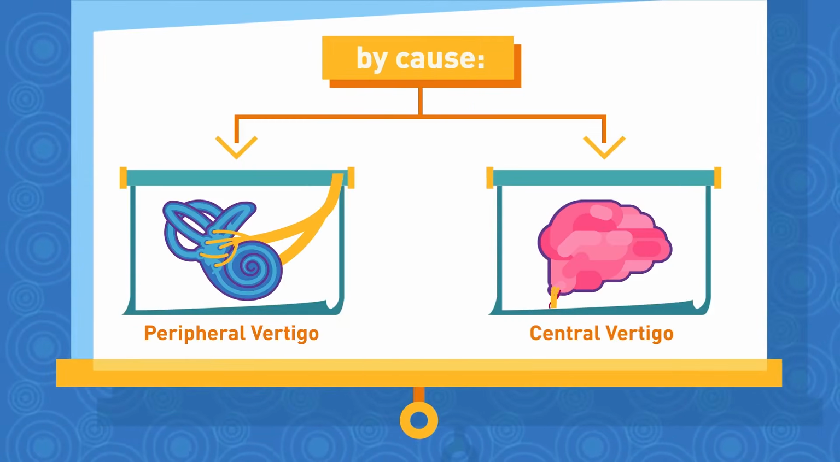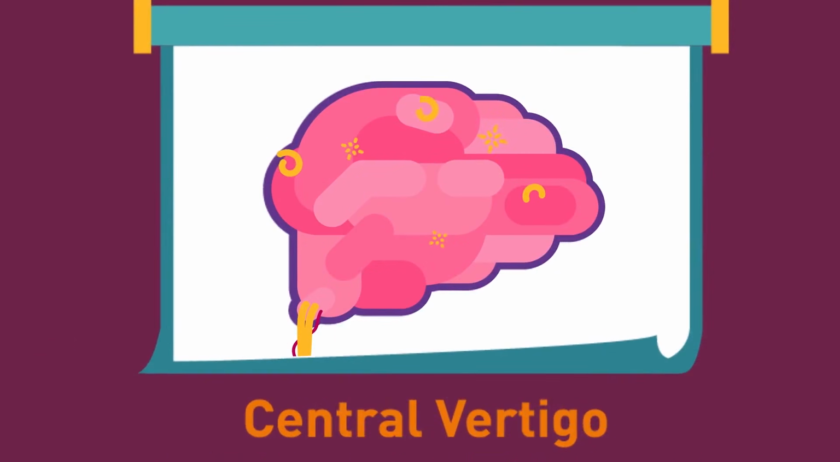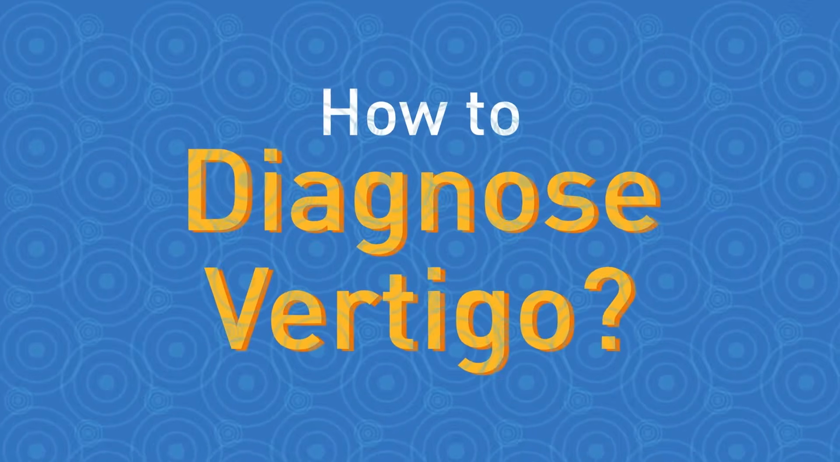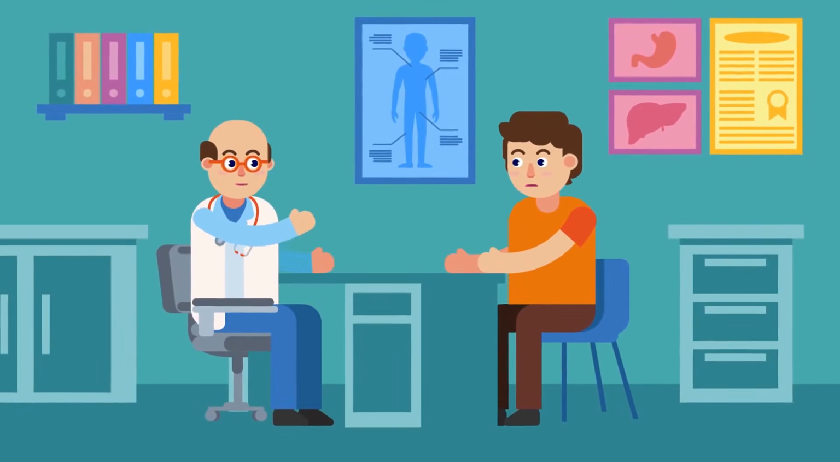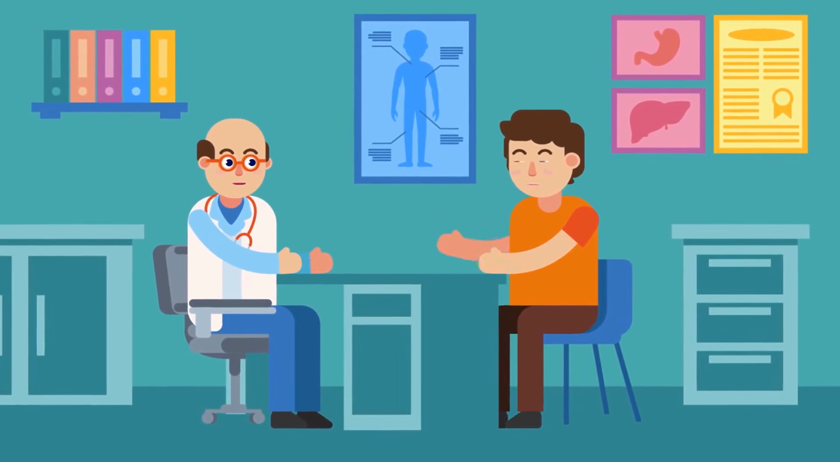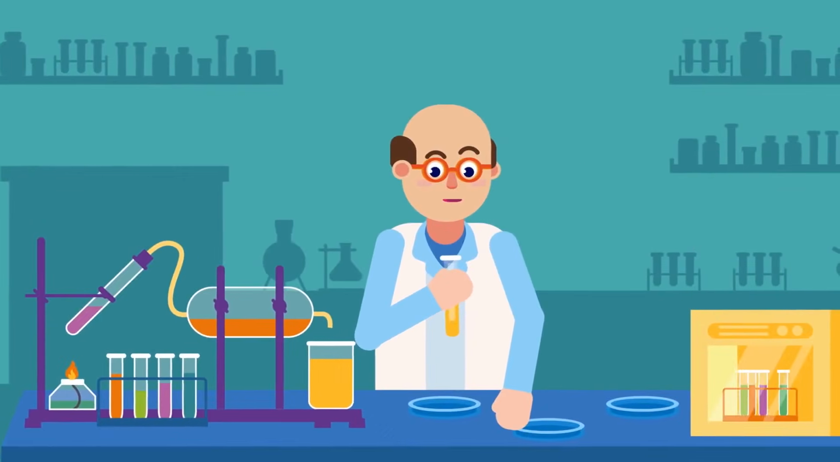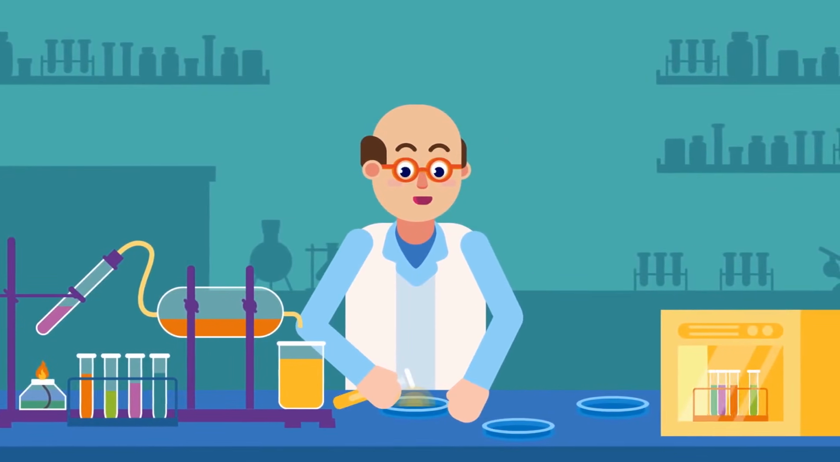Central vertigo. Central vertigo refers to the dizziness of vertigo that result from a problem in the brain. The area of the brain that is usually affected is the brainstem or cerebellum. How to diagnose vertigo? Vertigo can be diagnosed based on 1. Clinical history and symptoms being told by patient. 2. Blood test to check for presence of infection.